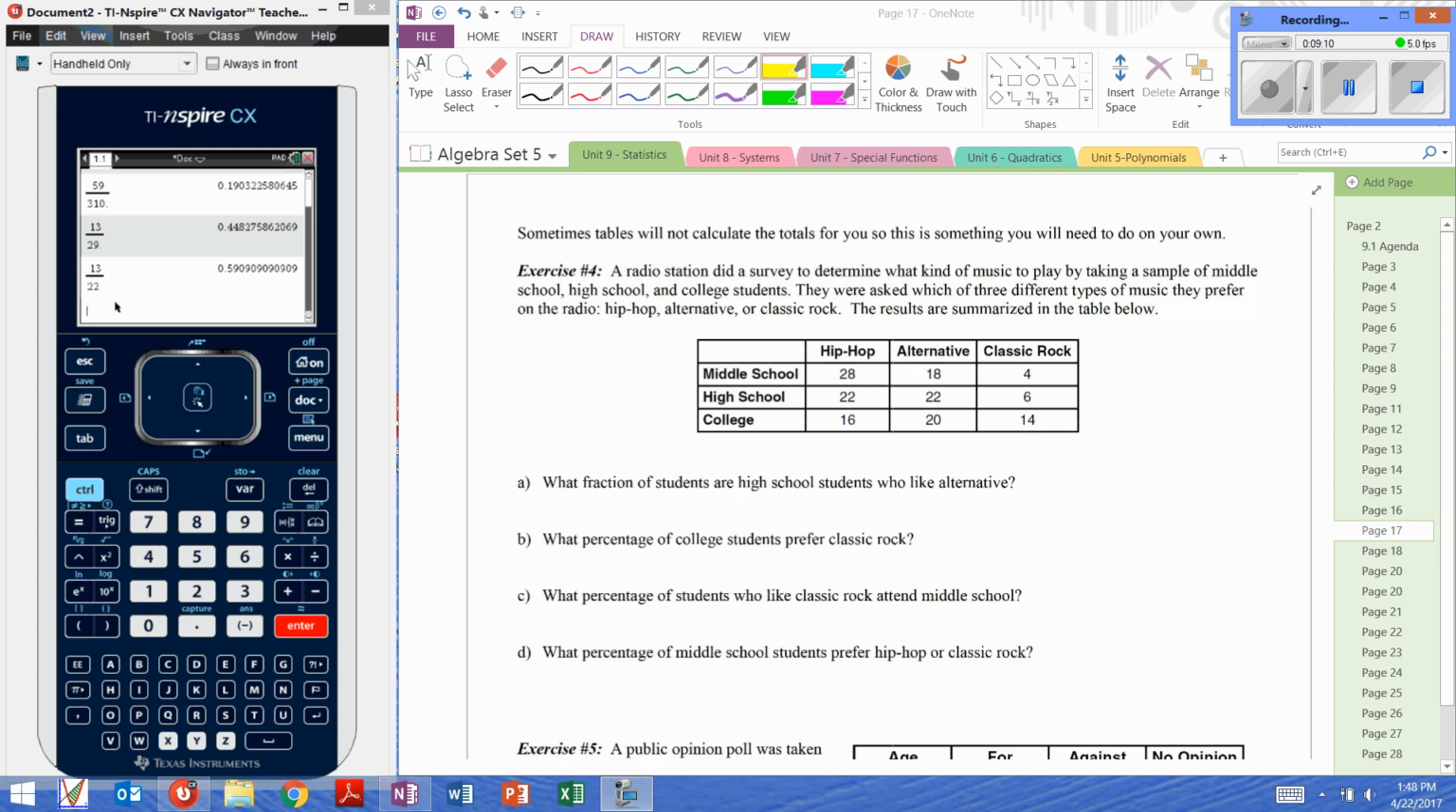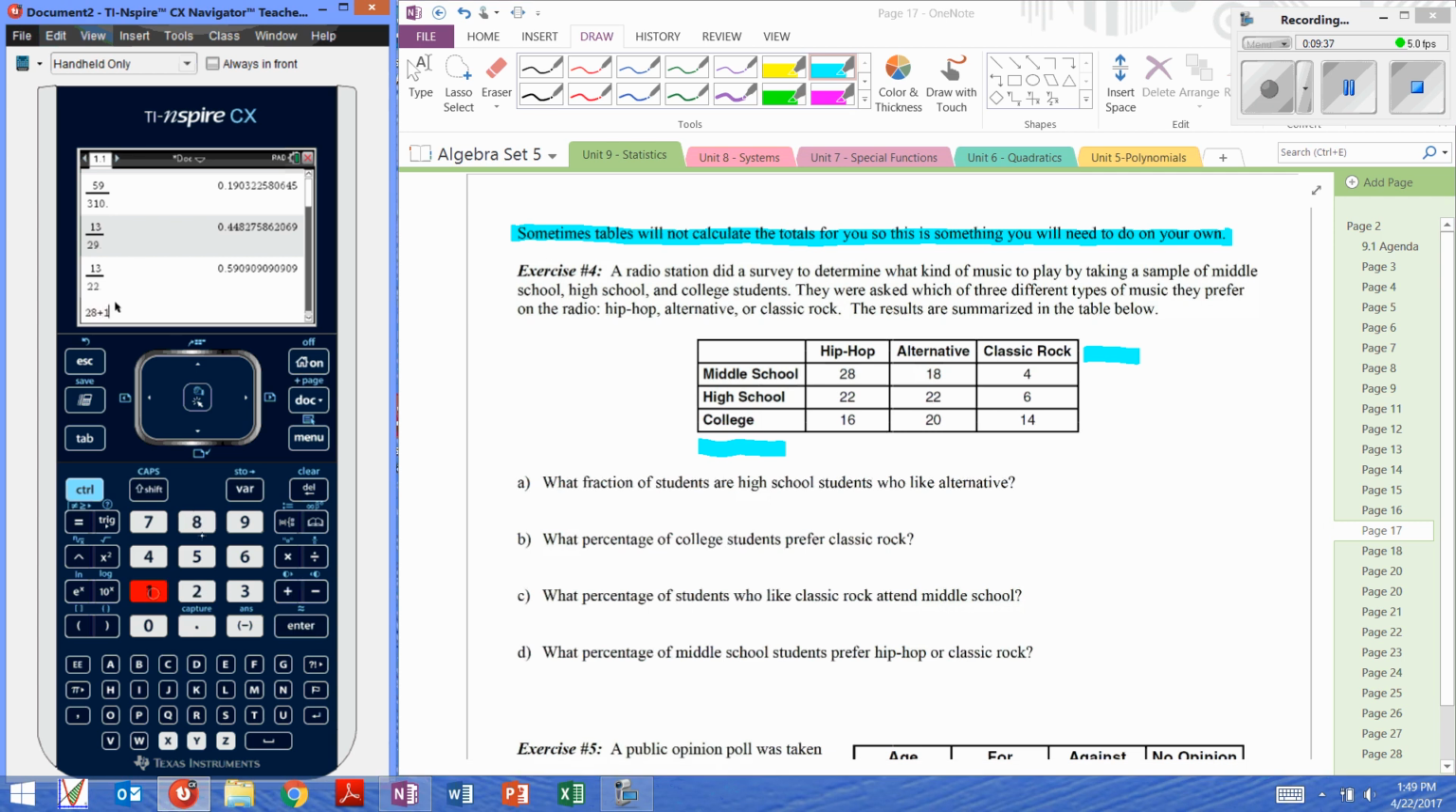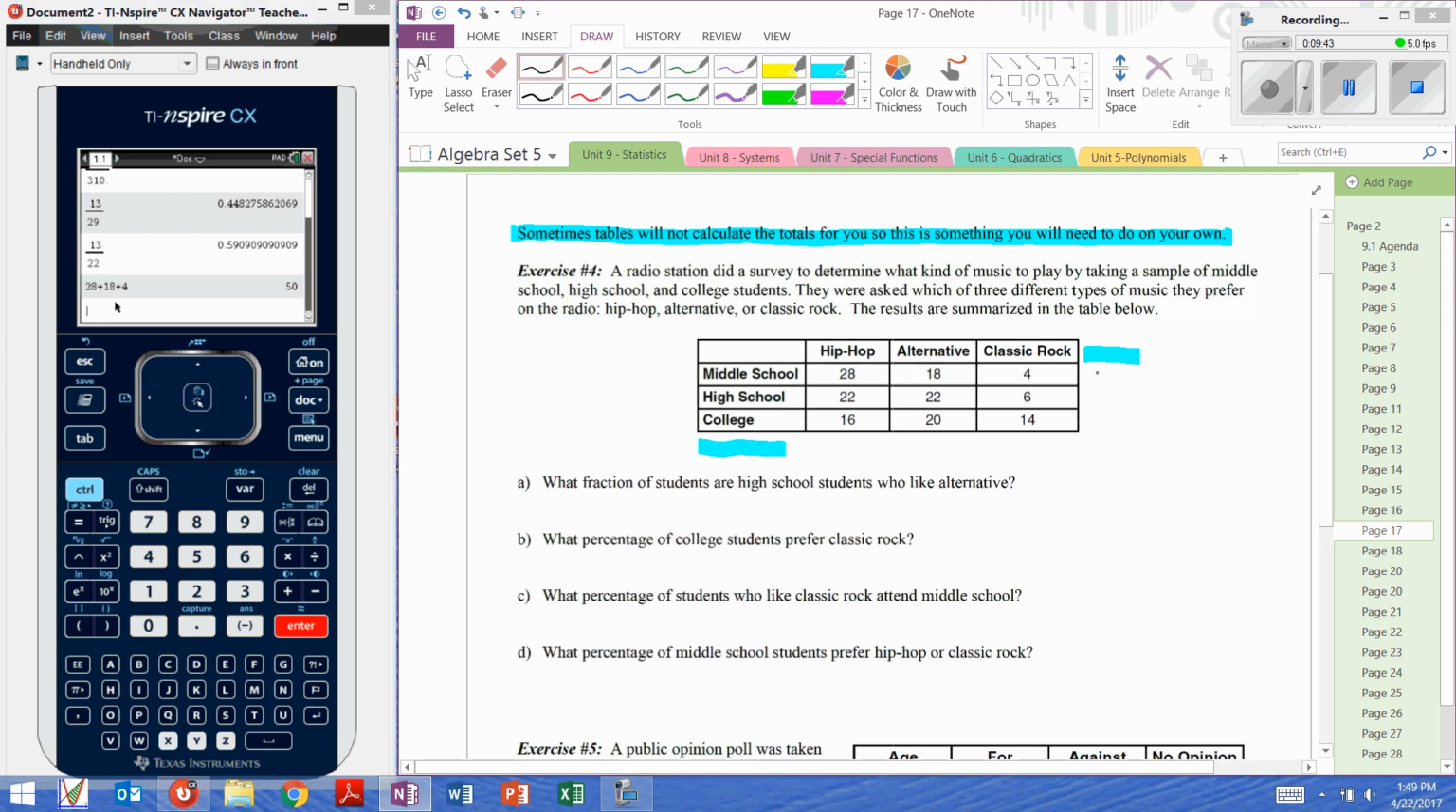Exercise number 4. Basically, right above that, we have this nice little tidbit of information that can be really helpful. Sometimes they do not calculate the totals for you, and we might have to do that on our own. So let's go ahead and do the first couple together, then I'll pause the video and let you calculate the rest on your own. So if I wanted to figure out, let's do these totals off to the right here. So I would like to do 28 plus 18 plus 4, and that gives me 50. So that's the total number of middle school students. Okay, pause the video and go ahead and do high school and college totals.